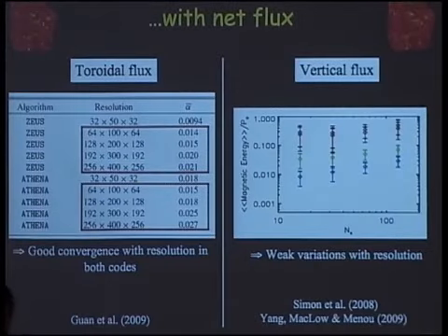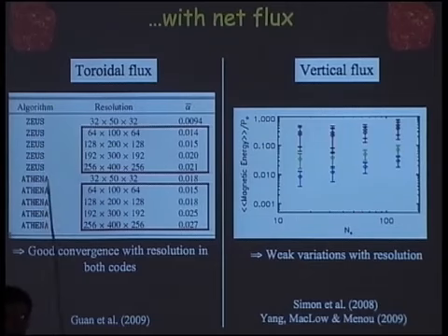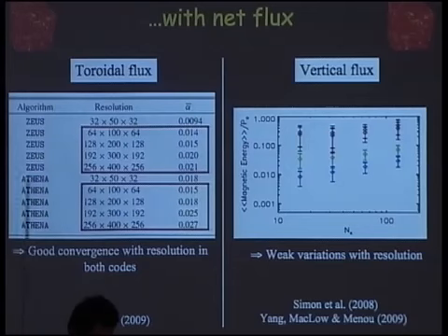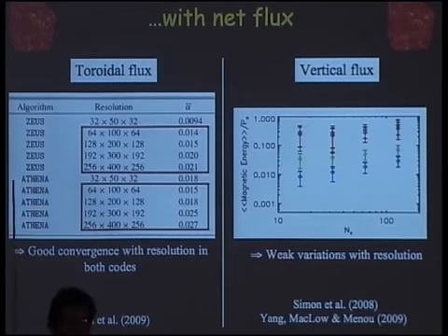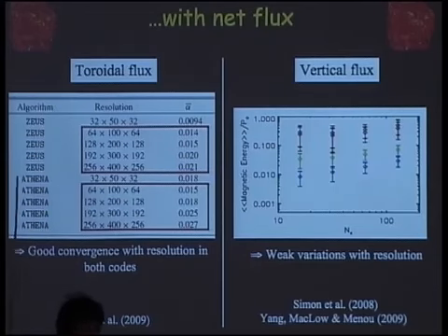You can do the convergence study with net flux. So again, I separate toroidal and vertical flux. And here, it seems to be converged. It seems like as you increase the resolution, you don't have such a problem. You get a well-defined alpha. You have small variation, but they are not dramatic. Not as dramatic as what you have in the zero net flux. They tend to show a little increase in alpha. That's true for both the toroidal and vertical flux. Again, there is no real explanation for that.